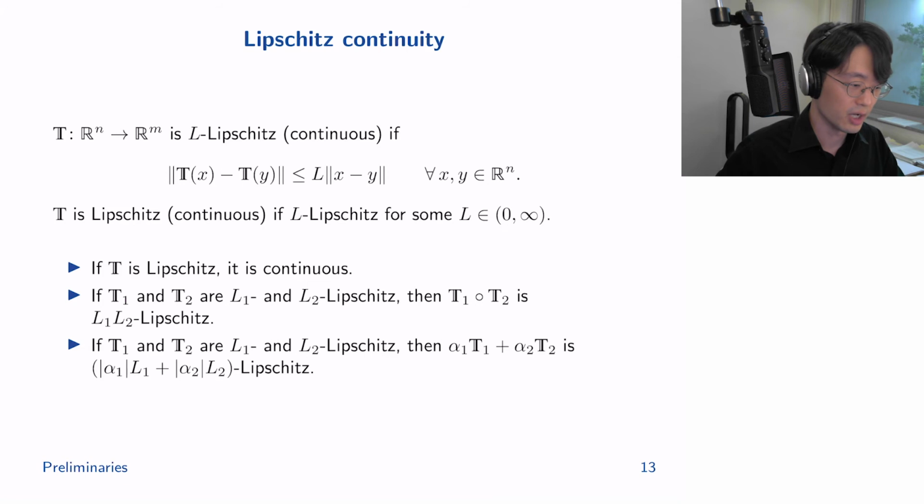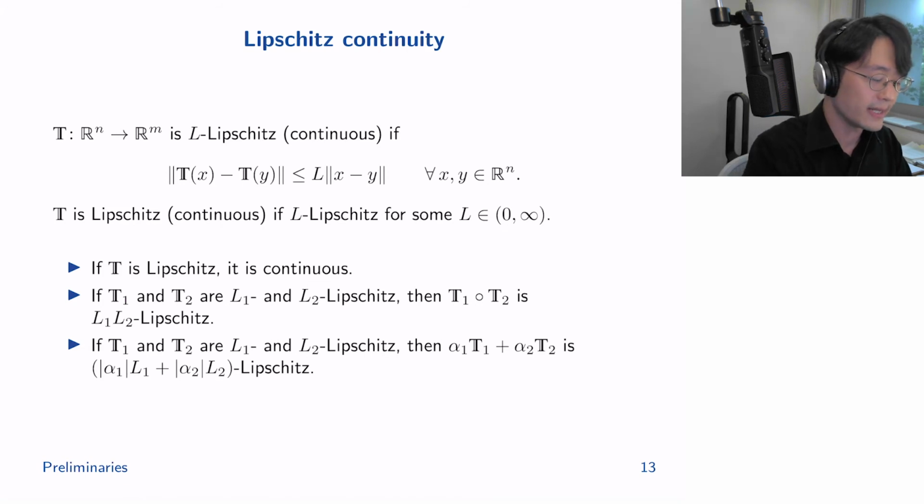Next, let's define the notion of Lipschitz continuity. If we have an operator T that takes in as input a vector in R^n and outputs a vector in R^m, we say this operator is L-Lipschitz, or L-Lipschitz continuous, if it satisfies this inequality for all inputs x and y.